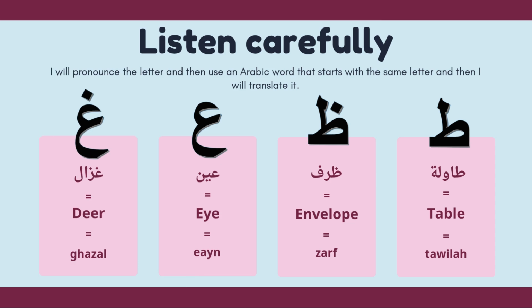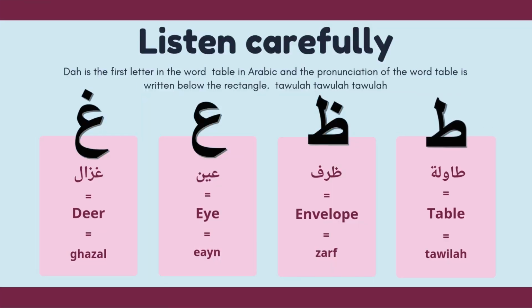I will pronounce the letter and then use an Arabic word that starts with the same letter, and then I will translate it. Ta is the first letter in the word table in Arabic, and the pronunciation of the word table is written below the rectangle. Tawila.